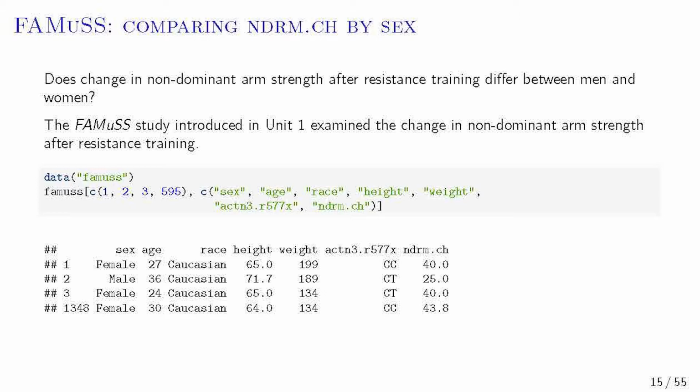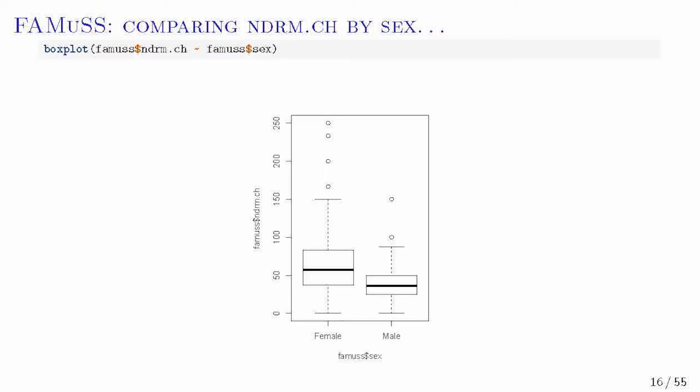And here we see, again, on rows, we have observations of individuals. In this case, we have 3 females and 1 male. In the columns, we have an ID number, and then the sex of the person, the age, the race, the height, the weight, some sort of other identifier, and then the non-dominant arm strength change. And if we look at the results, if we were to split them by sex, it looks like there's more of a change in the females versus the males.